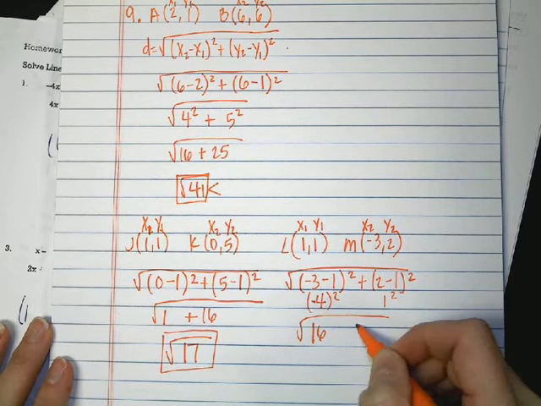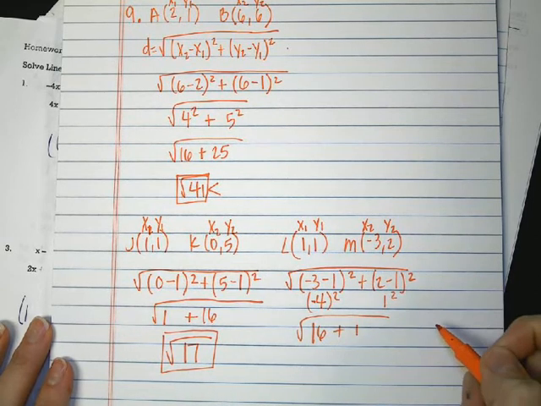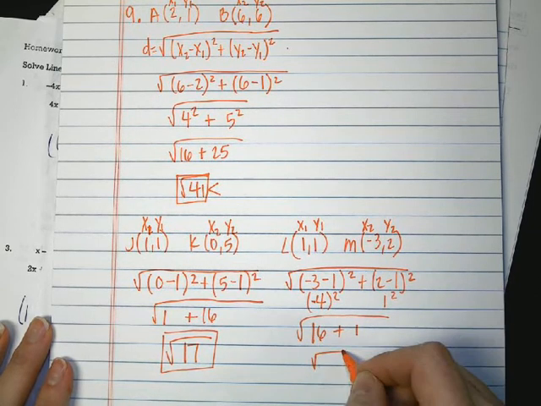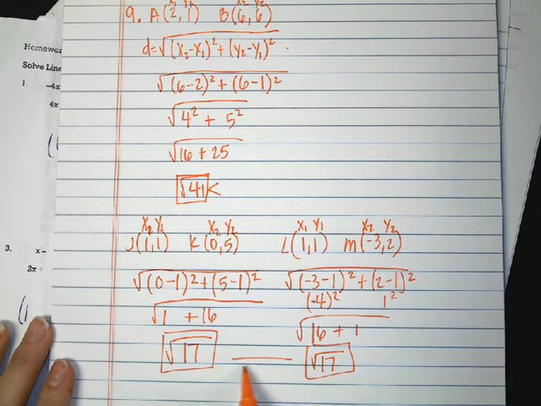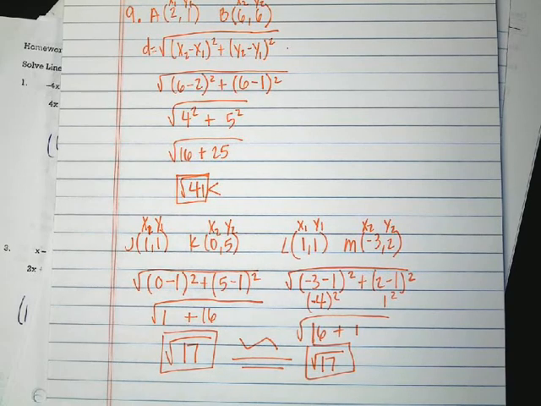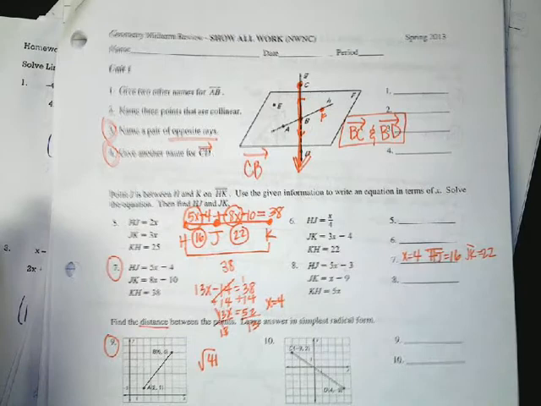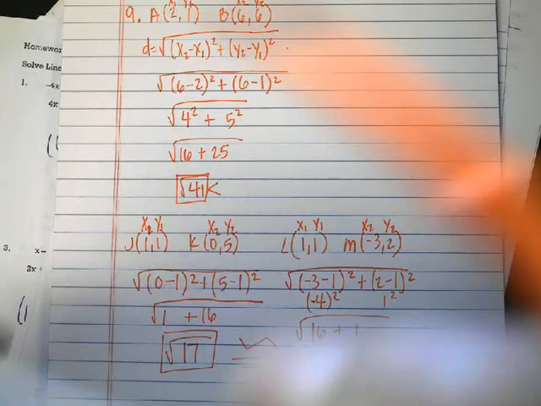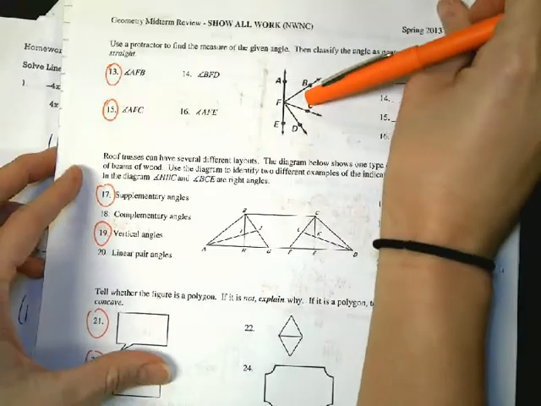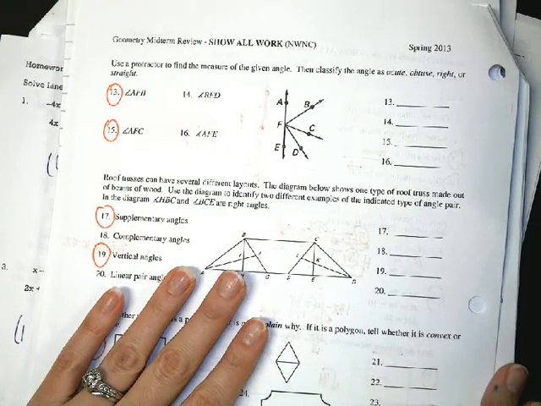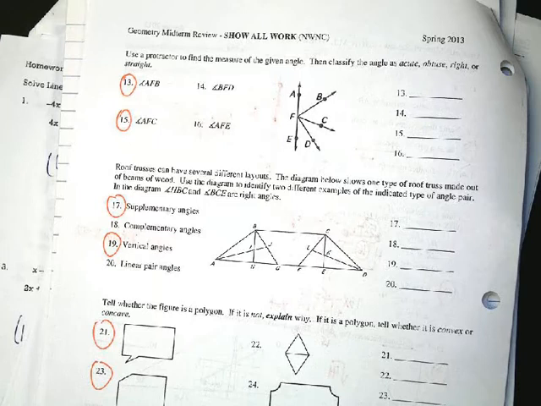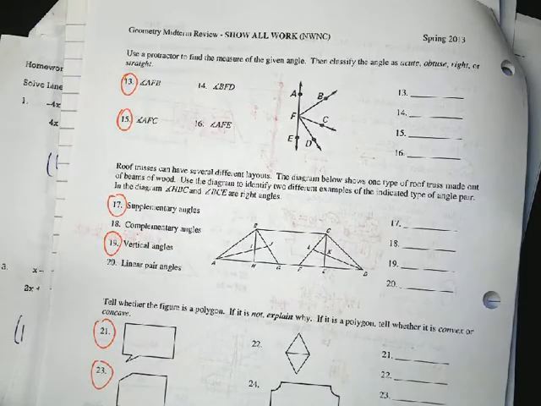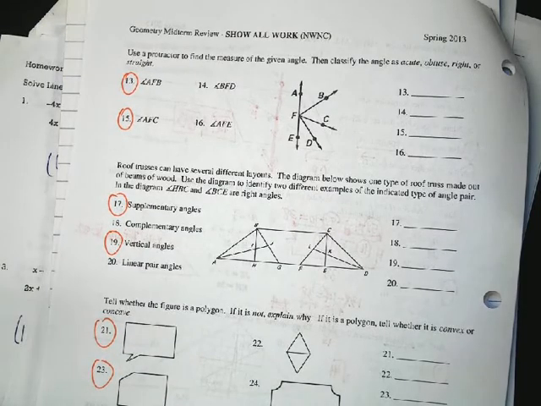Moving on, we're going to talk about number 13. Number 13 says use a protractor to find the measure of the given angle. Then classify it as acute, obtuse, right, or straight. I want to look at angle AFB. Remember that the middle letter always represents the vertex of your angle. So I'm going to go from letter A to letter F to letter B.